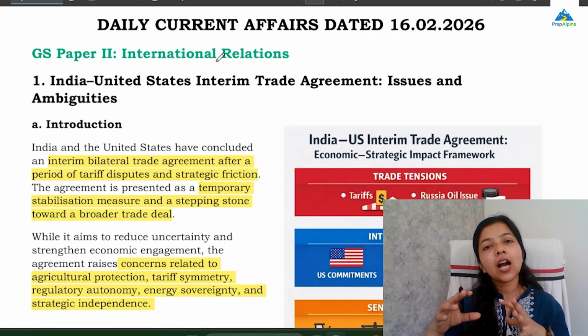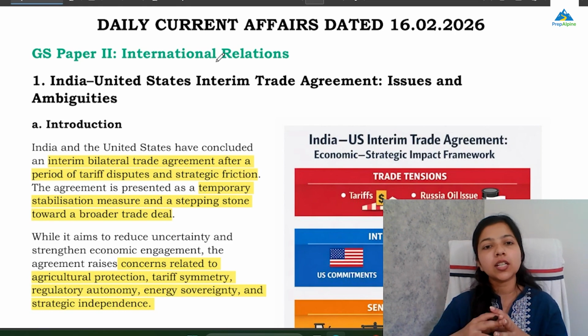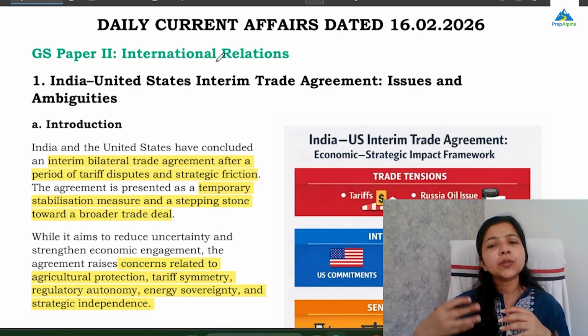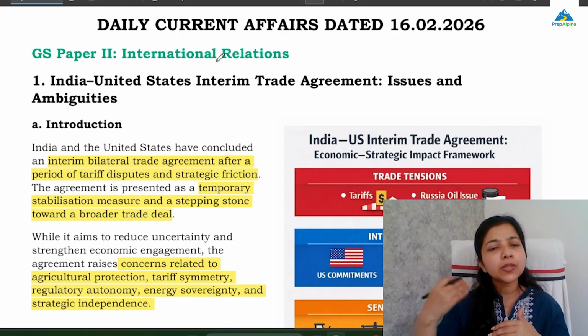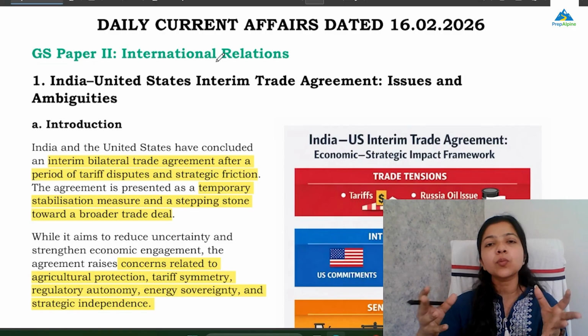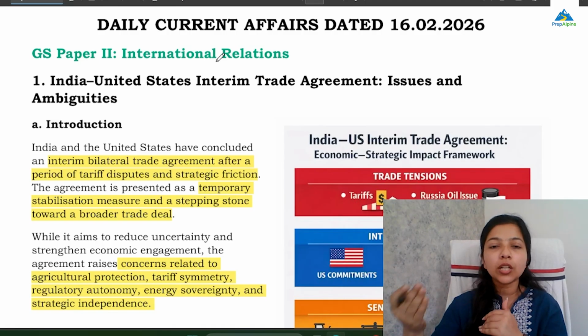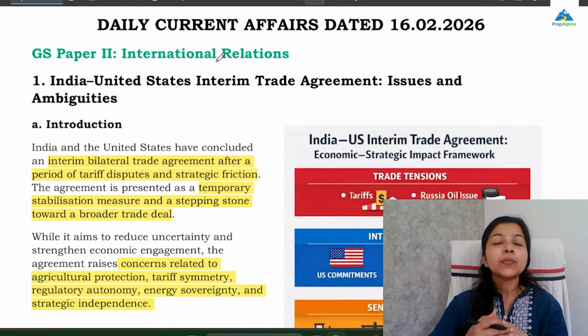As we know, in the last 6-8 months, India and US trade relations have not been very good. The US first imposed a 25% tariff on us, then an additional 25% tariff, which came to a cumulative tariff of 50%. This was because of the trade surplus between India and the US and India's decision to continue purchasing oil from Russia. And this did not settle well with the US and it decided to impose tariffs on India. And this interim trade agreement is a step towards reducing the friction that was created in the India-US trade relationship.